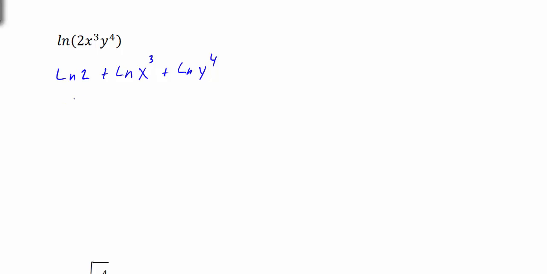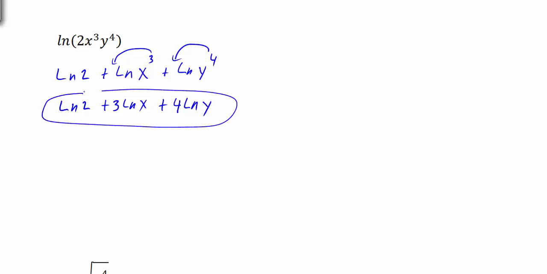Now all we have to deal with are the exponents. Well, we're simply left with the natural log of 2 plus, and now the 3, the exponent, can come out front, so we would have 3 natural log of x plus the same thing with the 4 would come out front, and we have 4 natural log of y. And again, notice we're taking the natural log of one piece, the 2, the natural log of x, and then simply the natural log of y.